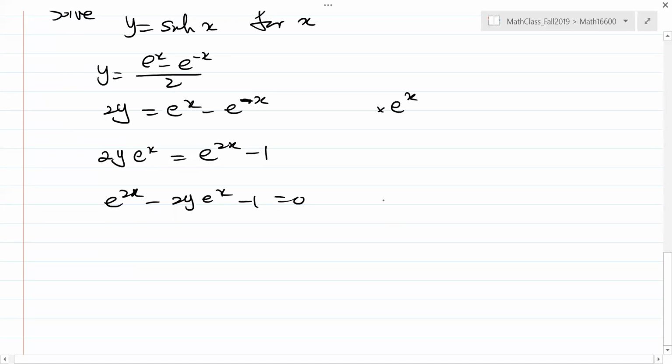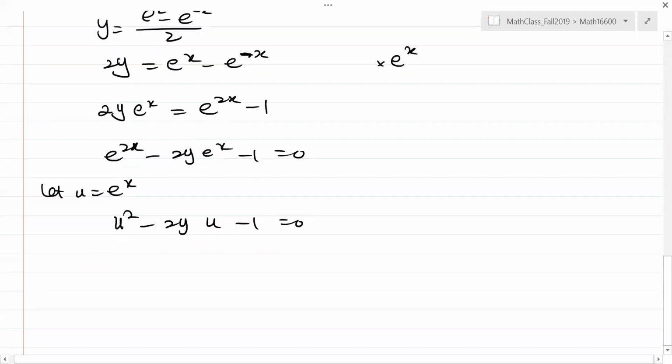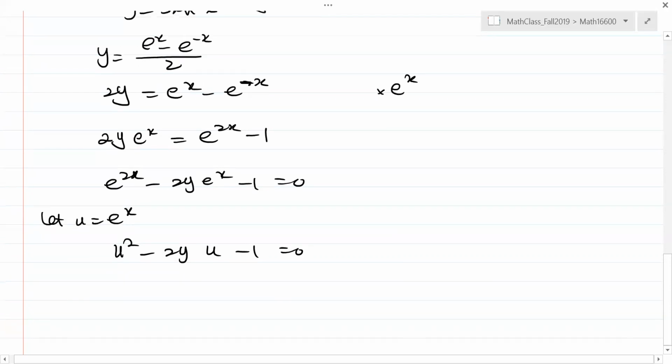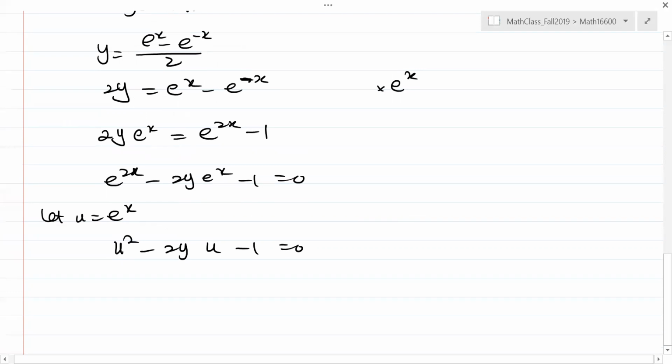Now if you let u be e to the x, then you get u squared minus 2y u minus 1 equals 0, right? It's a quadratic function. It's a pretty standard technique. Then you solve for u. Once you get u, you can get x, right? Not plus 1? Why have the plus 1? Because I move all the terms to the right hand side. Oh, you mean to the right. Yeah, the right hand side is negative 1, because e to the 2x is on the right hand side.